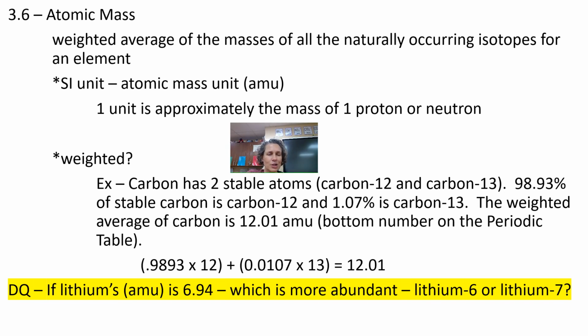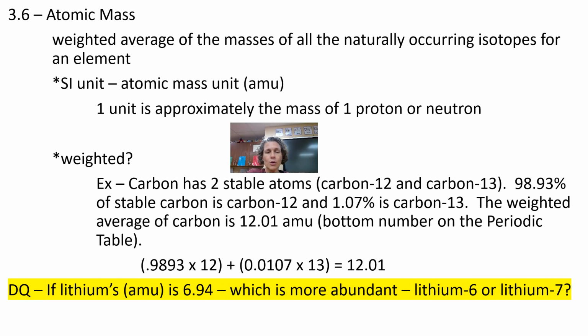The weighted part. So what does that mean? You may have heard this before, like your average in each class is weighted. 60% is tests, 40% is daily work. That's a weighted average, which means your tests are worth more than your daily work. So now, in terms of atomic mass, I have an example here.